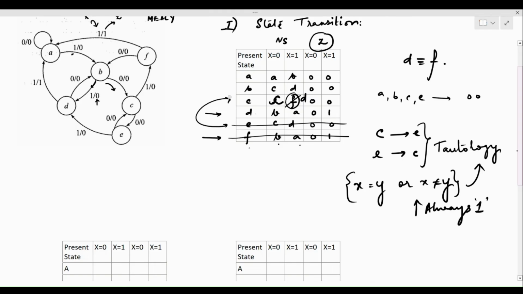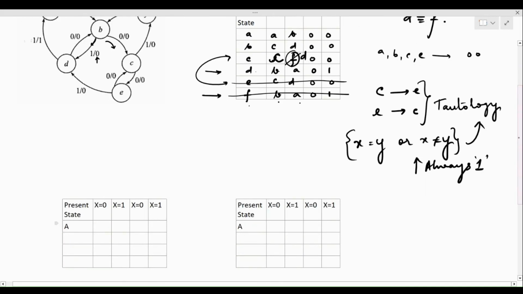So now let's rewrite this because it's too cluttered. Suppose I have A, and then I have B, C and D here. So for next state and for the output, what I have is A, B, 0, 0, C, D, 0, 0. And for C also I have C, D, 0, 0. And for D, I have B, A, 0, 1.